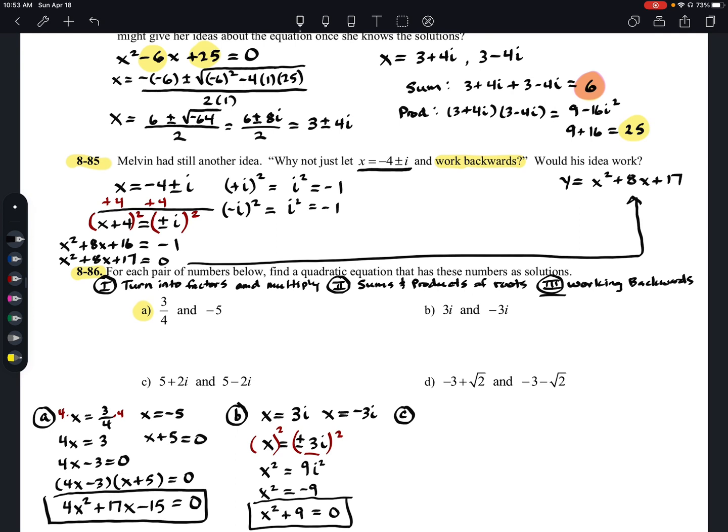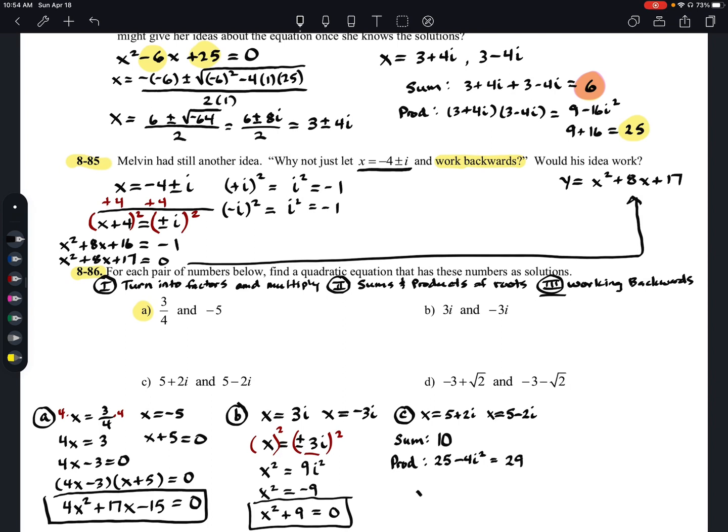Letter C, we have 5 plus 2i and 5 minus 2i. Okay, so maybe this one I'll use my sums and products. So the sum of 5 plus 2i plus 5 minus 2i, well, I know my 2i's cancel. My sum is going to be 10. The product, 5 plus 2i times 5 minus 2i, well, I know that 5 times 5 is going to give me 25. I know the two middle terms will cancel out, so then I'm just going to do 2i times -2i, which would be minus 4i squared, which would then become a plus 4. So I'm going to get 29.